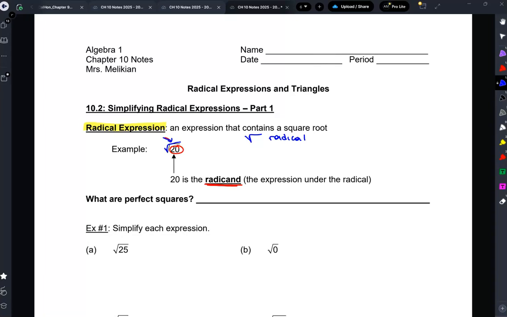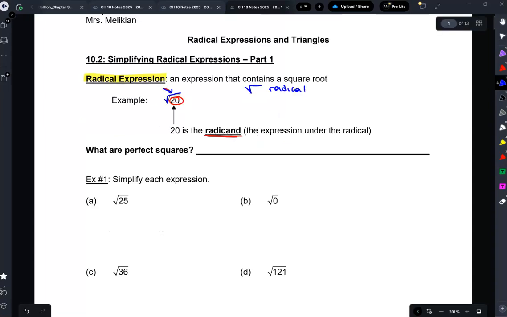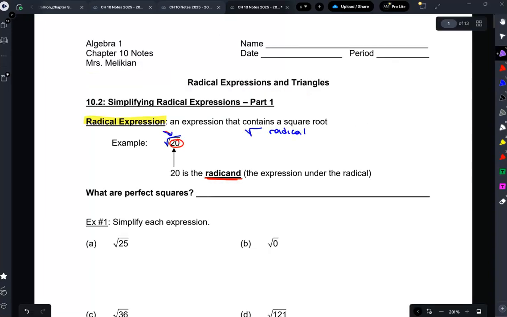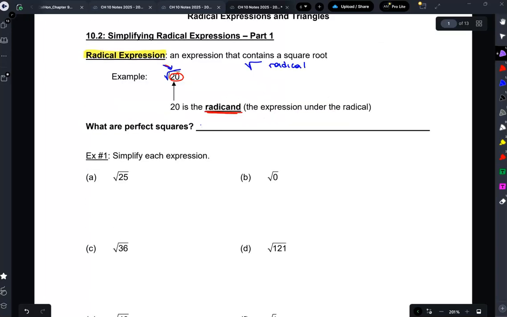Okay. So let's talk about the perfect squares for a minute. We've done this before when we were doing the perfect square trinomials, right? So the perfect squares: 1 squared is 1, and then 2 squared is 4, and the next one up is 9. What's the next one? 16, and then 25. What's next? 36. What's next?